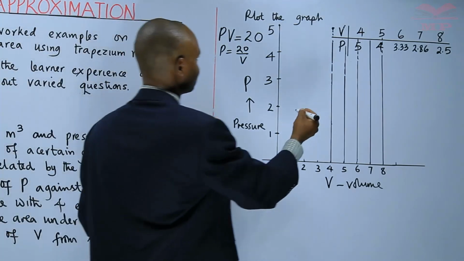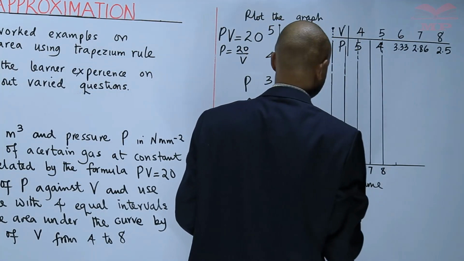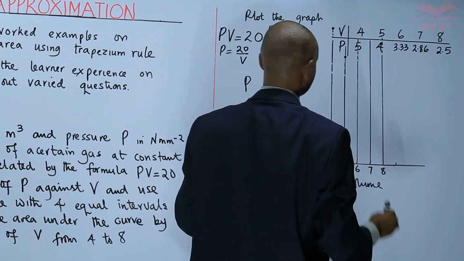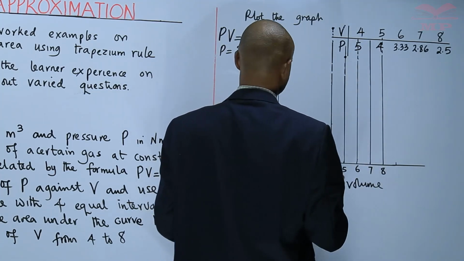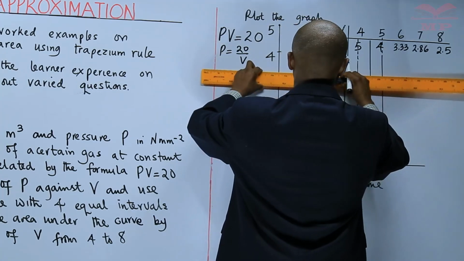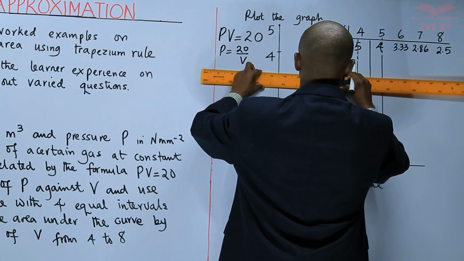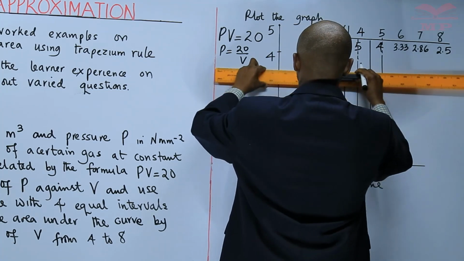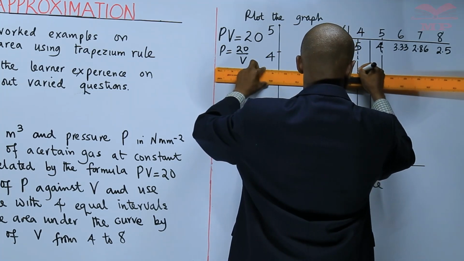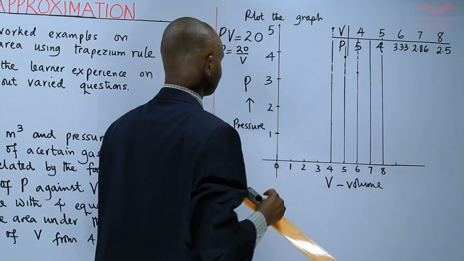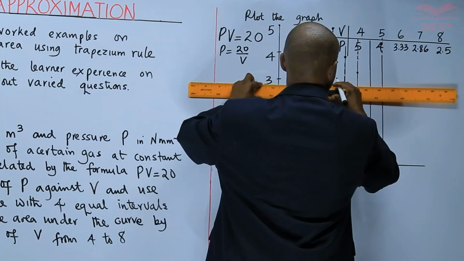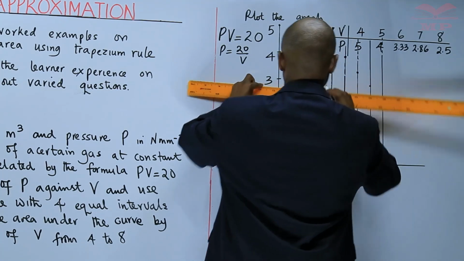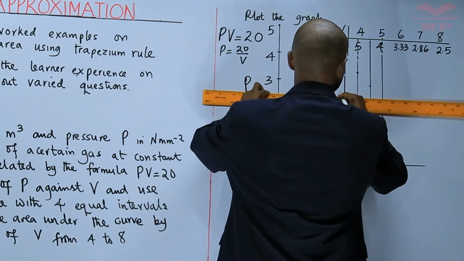So we start with 4. This is 5. It's here. We come to 5. It comes to 4. Somewhere there. 6. It is 3.33. It is a third of this. So it's here. 7, 2.86. Somewhere here. And lastly, 8, 2.5.